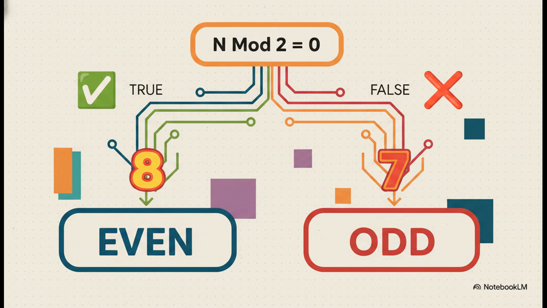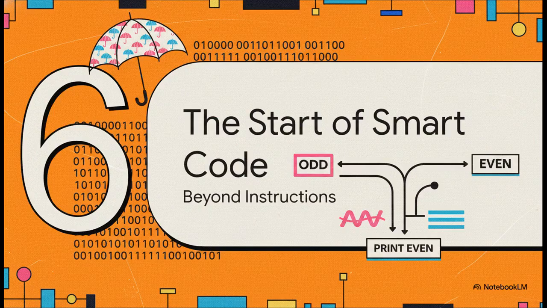If our condition n mod 2 equals 0 is true, the program goes down the then path and tells us it's an even number. If that condition is false, meaning there was a remainder, it follows the else path and says it's an odd number. It just works. Perfect.